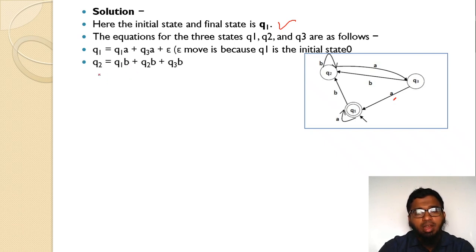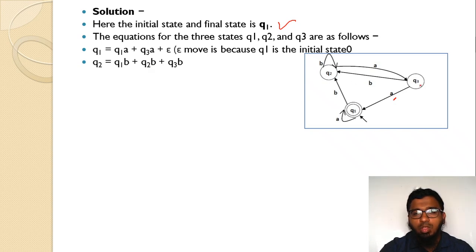Next one is Q2. How can we write Q2? Q2 is equal to, you need to see, is there any incoming from Q1? Yes, from Q1 on B is getting Q2. So Q1 B concatenation, union, then Q2: when B is on Q2, the answer is getting Q2. So Q2 on B is getting Q2 only.